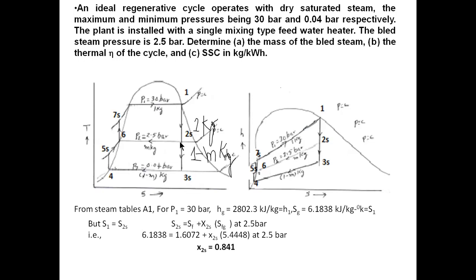Okay, now you see I know what is H1. I know what is x2. Can I find H2? Yes, we can find H2 by using the formula. H2 is equal to HF plus x2 into HFG at 2.5 bar. See the pressure line following at state 2 is 2.5 bar. You need to take the value at 2.5 bar. So from table A1 at 2.5 bar, you note down the values of HF and HFG, substitute over here, and you will be getting the value of H2. H2 we got 2452.68 kilojoules per kg.